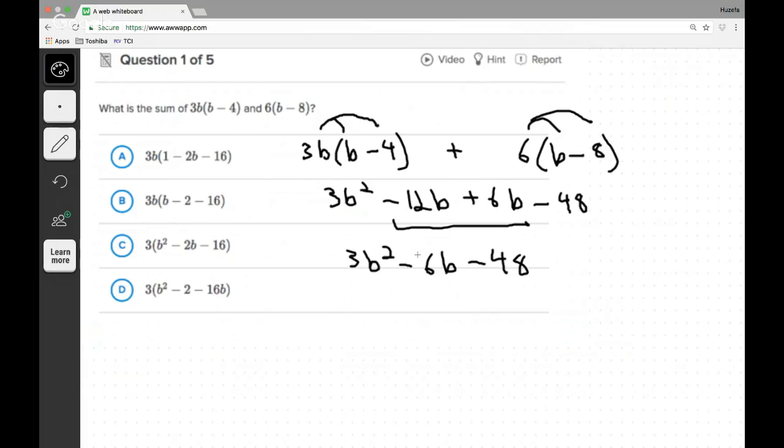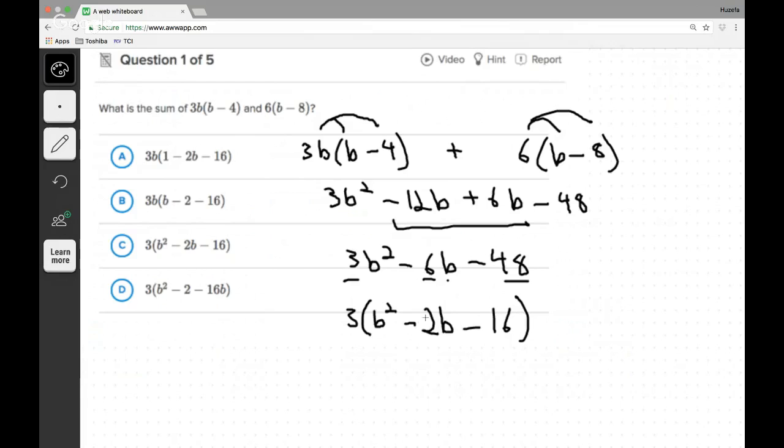Okay. And now it looks like in all these answers they factor something out. I can already tell we could factor a 3 out of everything, but that's about it. We can't factor a b out because there's only b in 2 of the terms, not all 3. So I'm going to factor the 3 out. We'll have b squared left. Since we're factoring a 3 out of 6, we'll have a 2 left, 2b. And we're factoring a 3 out of 48, which leaves us a 16, or negative 16 in this case, left.